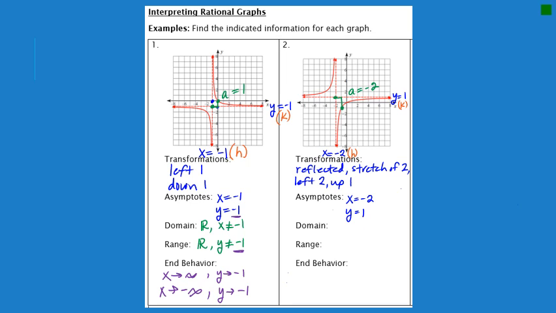So now my domain is all real numbers except x cannot equal -2, because that's the only place in the graph where x will never work. And then my range will be all real numbers except y cannot equal +1. And then my last thing is end behavior. So as x goes towards infinity and -infinity, both of my y values are going to go towards +1.